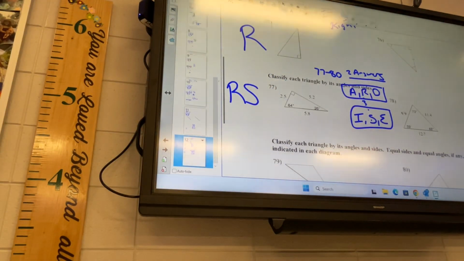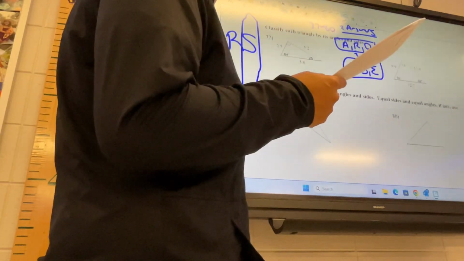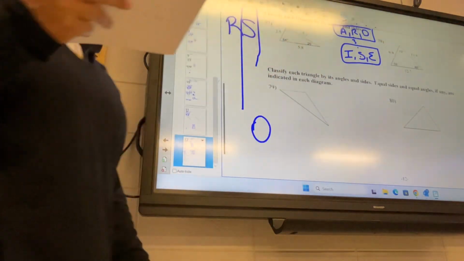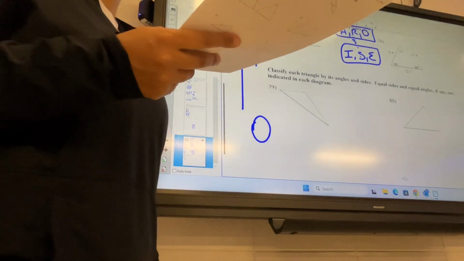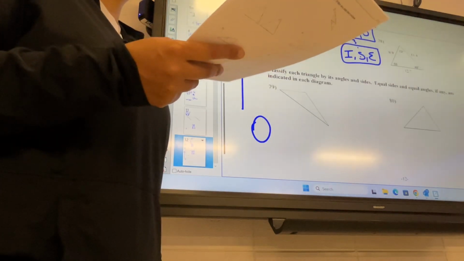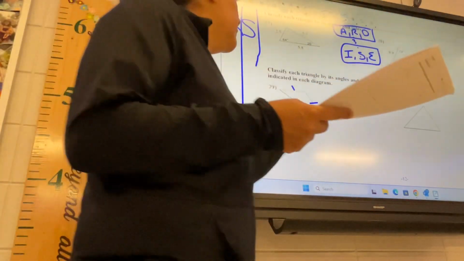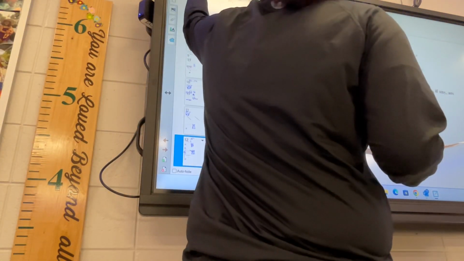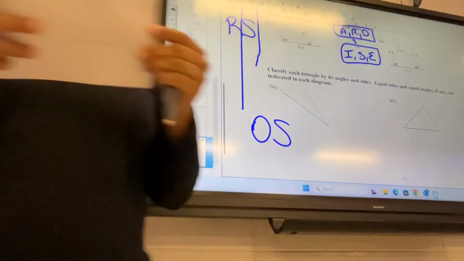Okay, what about 79? Is that acute, obtuse, or right? Obtuse. It's definitely obtuse. Is that an equilateral, isosceles, or scalene? It is a scalene. Is anything marked? No. So that means it's automatically a scalene. Otherwise it would have 2 markings for an isosceles, or 3 markings. Those are the ones you guys get confused on because you just go off of looks. But it's not.